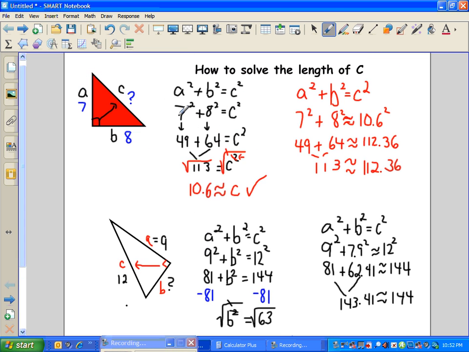So when I mark this, remember: formula, replacing the data in the formula, solving the power numbers, adding the two values, and using the square root to cancel, and then the answer.